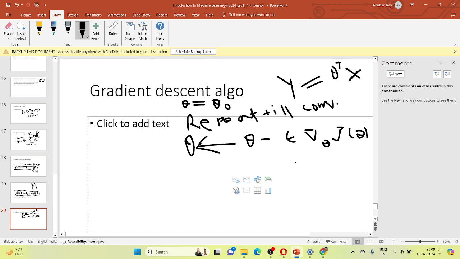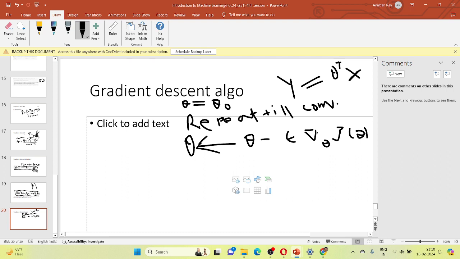Repeat till convergence. So this J(theta) is the cost function of linear regression, logistic regression, any cost function you might have. Take the gradient of that, that will be a vector here. Theta is also a vector. And keep updating till we get to convergence.